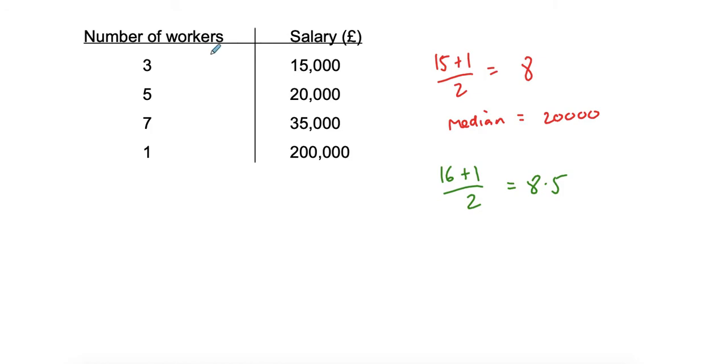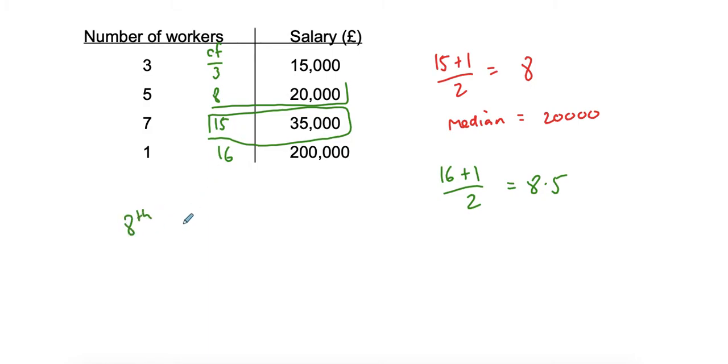Okay, so again, using my cumulative frequency, I've got 3, 8, 15, 16, but the problem is that the 8.5 person is not anymore in this category. But you also can't say that the 8.5 person is in this category, because this category here is persons 9, 10, 11, 12, 13, 14, and 15.